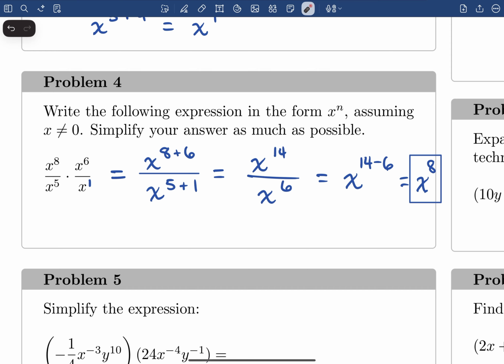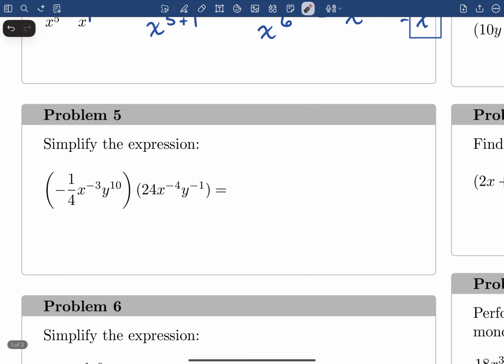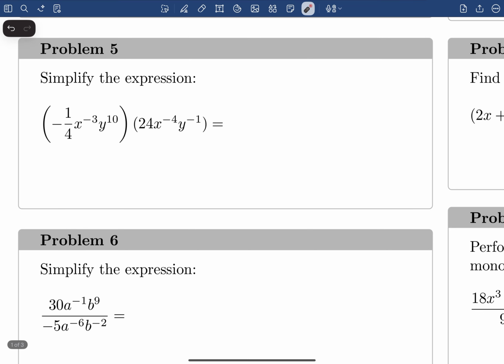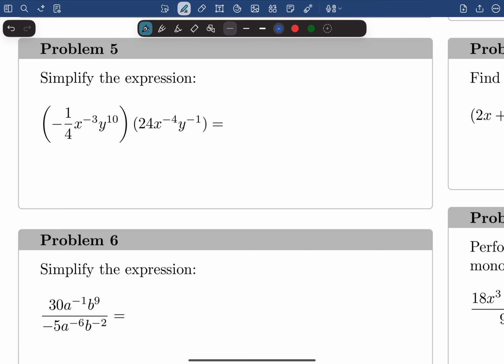All right, moving forward, problem number 5. Simplify this expression. And I see this monomial right here, and it's multiplied by this monomial right here. It can be good, if everything's multiplied, which it is, to reorganize things. Like I see negative 1/4 can be multiplied with 24. So I'm grouping my coefficients together.